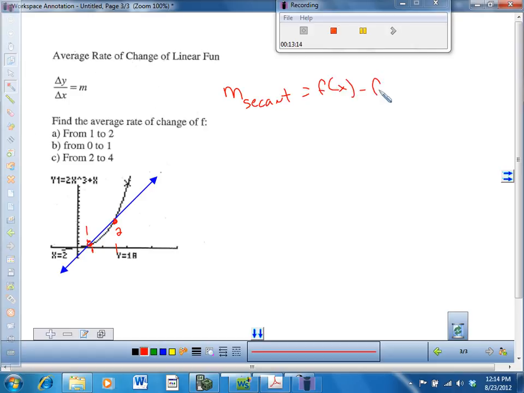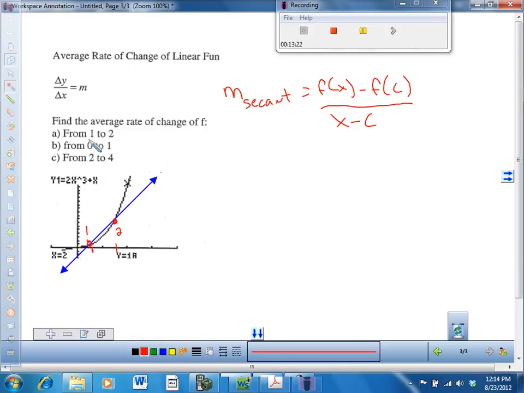minus f of c over x minus c. How many of you have seen that before? Has anyone ever seen that before? Good. So all that is really the slope of this line between those 2 points.